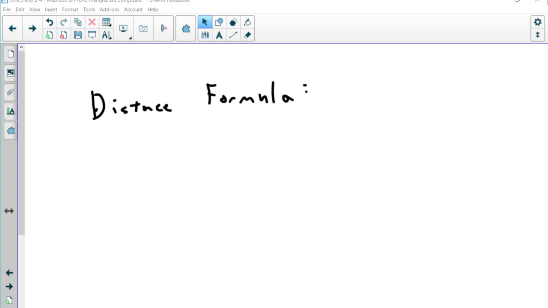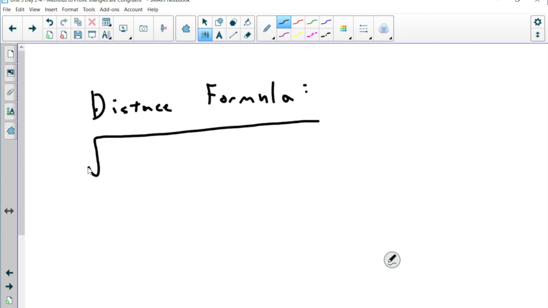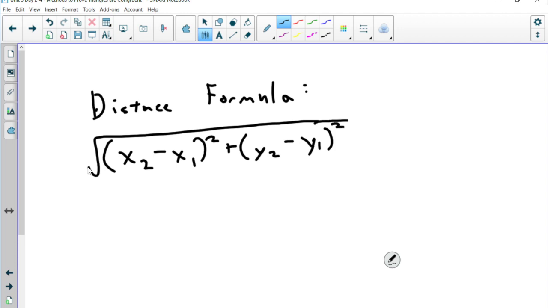Distance formula, because we are going to be using it quite a bit today. Square root of x2 minus x1 squared plus y2 minus y1 squared. As a reminder, it comes from Pythagorean theorem.